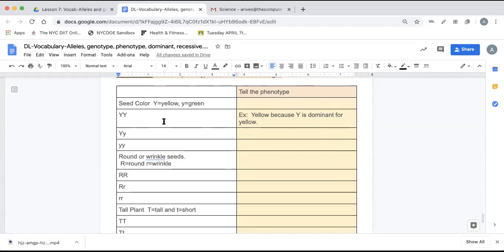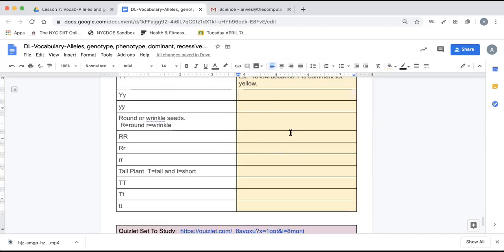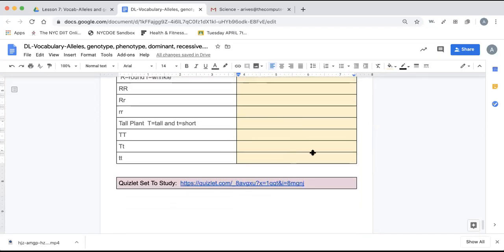So over here are the genotypes. Okay, and here are the 2 alleles, capital Y for yellow, lowercase y for green. And over here are the gene phenotypes. That's what you see. So your answers here will be yellow or green. So you type in here, yellow, because Y is dominant for yellow. The heterozygous, remember, you're going to put the one that's dominant. So you want to look over here. The capital letter tells you what is dominant. So hint, hint, that one is probably yellow. All right, and you want to fill this out for round or wrinkle seeds and tall or short plant.